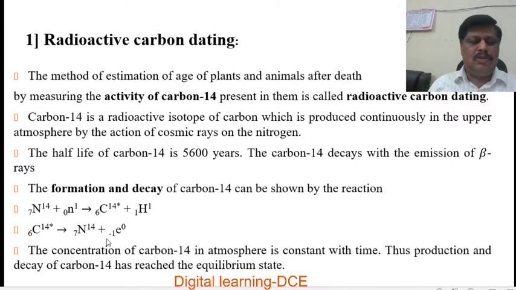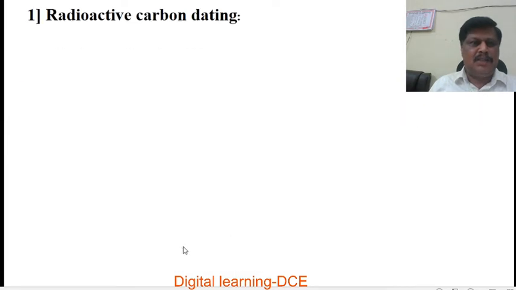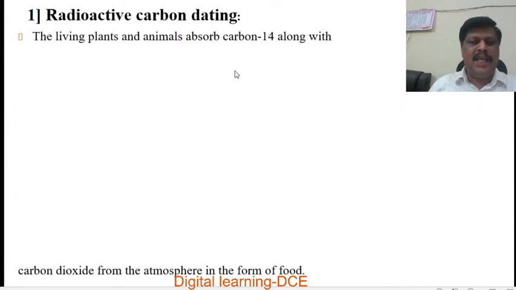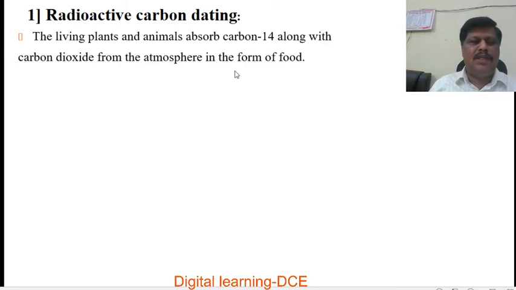So continuously, the concentration of carbon 14 in the atmosphere is constant with time. Thus production and decay of carbon 14 has reached the equilibrium state. Due to conversion of nitrogen into carbon 14 and carbon 14 into nitrogen, they attain an equilibrium state in the atmosphere. How? By measuring the activity of carbon 14, we can measure the age of the archaeological sample.